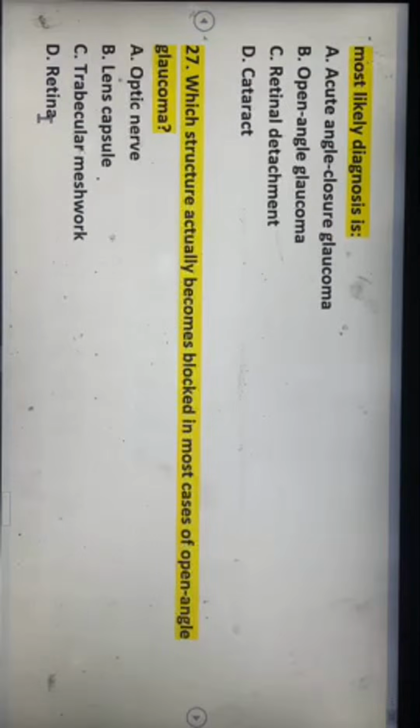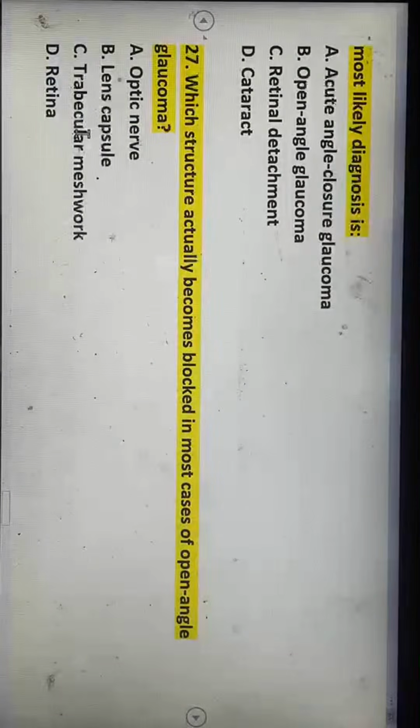Now, if you choose D, you are wrong. If you choose A, you are wrong. If you choose B, you are wrong. The right answer is what? C. Trabecular meshwork. So it is the trabecular meshwork in open angle glaucoma that is usually blocked. This is well simplified in the private lecture room.